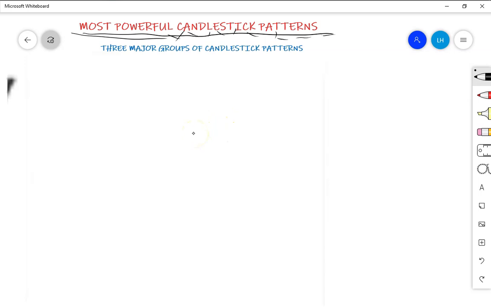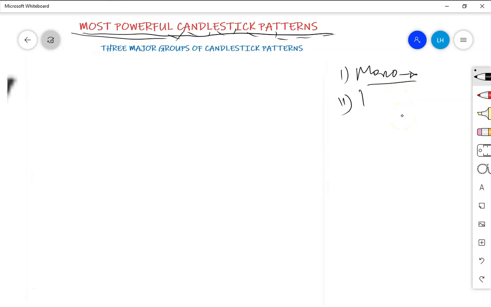As I described before in the previous sessions, we have three groups of candlestick patterns. The first group is the mono candlestick patterns. In a mono candlestick pattern, we have just a single candle, and that candle gives you certain information about the direction of the market. It doesn't mean that you have just a single candle in a price chart. No, you have many candles in a price chart, but your description is based on a single candle. That's what we call the mono candlestick pattern.